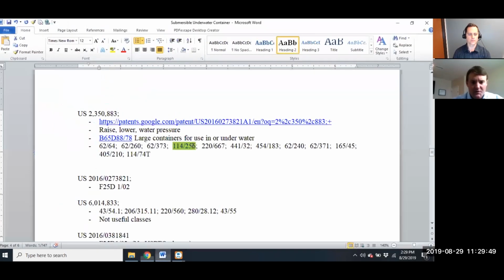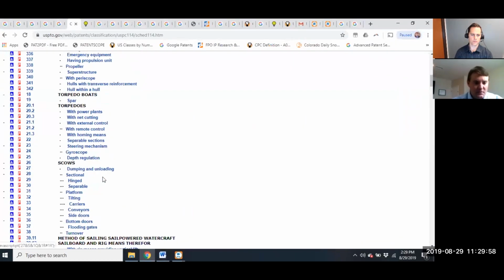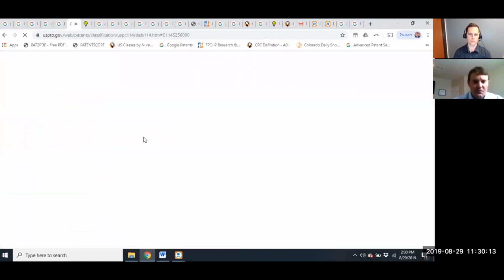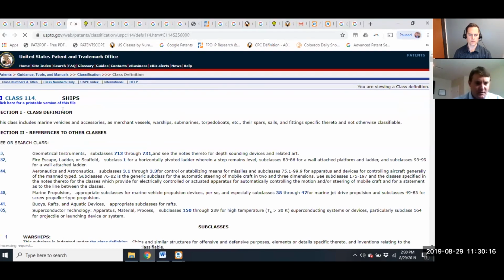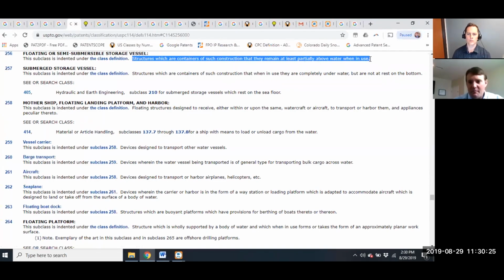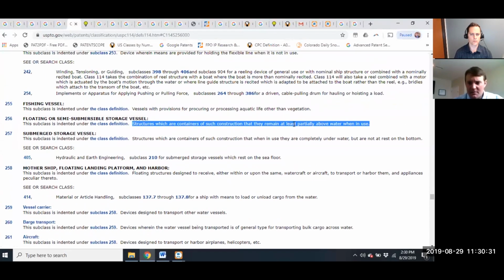So what I typically do would be good. Well, this one only had one 114s. So both of these, while I'm in this class, I probably want to check them out. 256 is floating or semi-submersible storage vessel. This is maybe where your eyes light up a little bit. If you want a little bit more of a definition on this one, you can click that 256 I just did. It comes down to structures which are containers of such construction that they remain partially in the water when used. I don't think I like that much, or that differs from our invention a little bit.